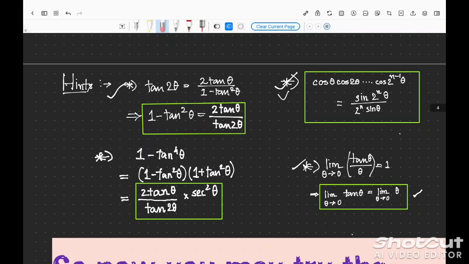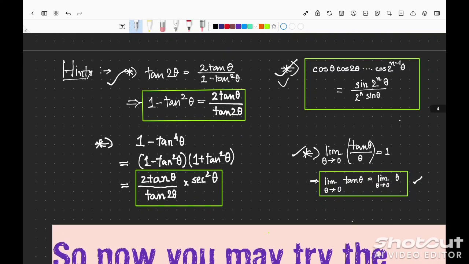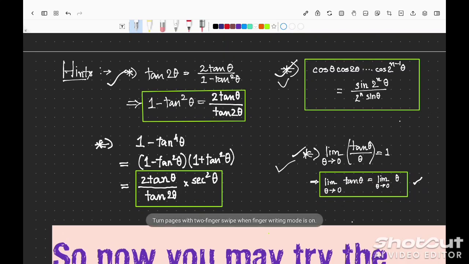So for the second hint, as you can see, we have mentioned the derivation, and now for the third hint, I just simply mentioned it in the first one only, that we will just simplify the expression of 1 minus tan to the power 4 theta as follows, by breaking down into a squared minus b squared format. And for the fourth hint, it is just the basic limits concept. It's the fundamental limit that tan of theta by theta as theta tends to 0 is equal to 1.